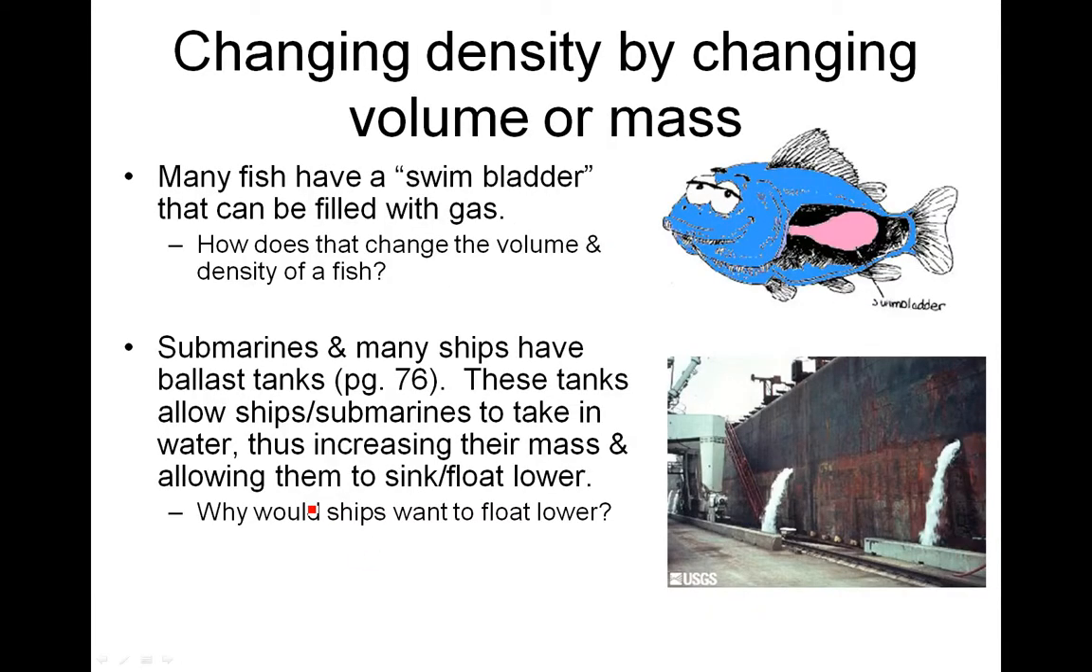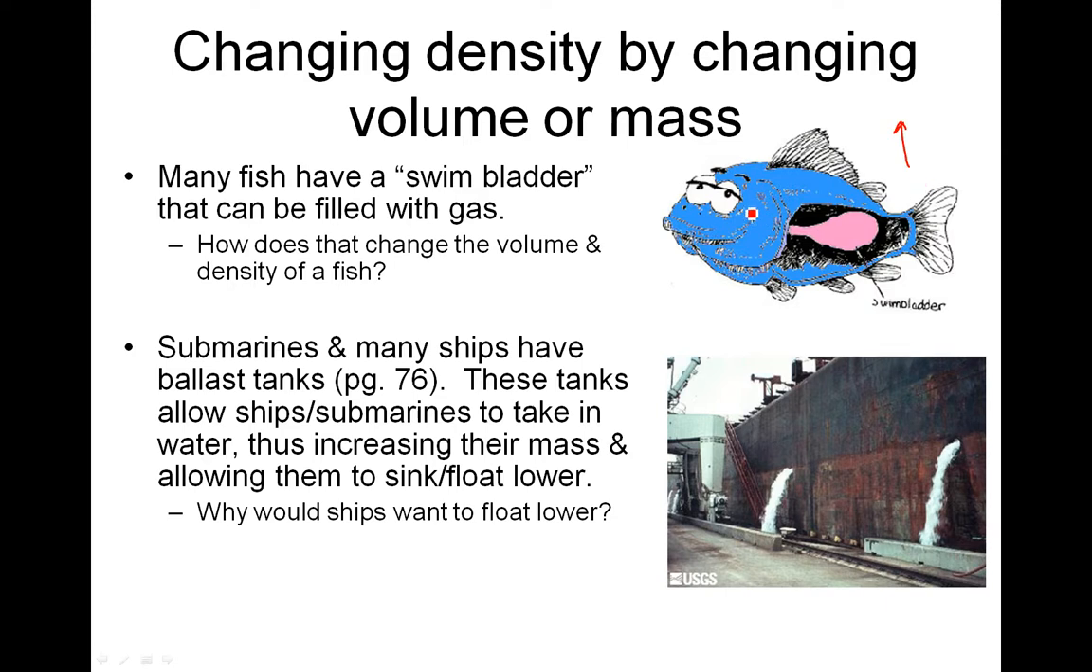Some other examples. A lot of fish have a swim bladder inside them. They have a bladder kind of like this picture shows, and they can fill that bladder with gas. How does that change the volume and density of a fish? Let's say the fish pulls air or gas into that swim bladder. It's going to make him expand slightly bigger, so slightly bigger volume, but same mass, and the fish will rise to the surface.